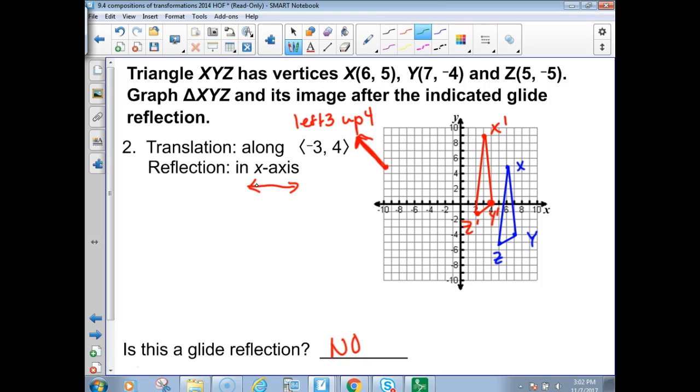Okay, and now I'm supposed to reflect in the x-axis. Ooh, wow, this is going to get a little messy. Here's our x-axis. I'm going to go over that. So let's see. X prime is 9 above it, so I go straight down from there, 9. X double prime. Z is 1 below, so I have to go 1 above. And Y is right on it, so Y double prime is going to stay right there.